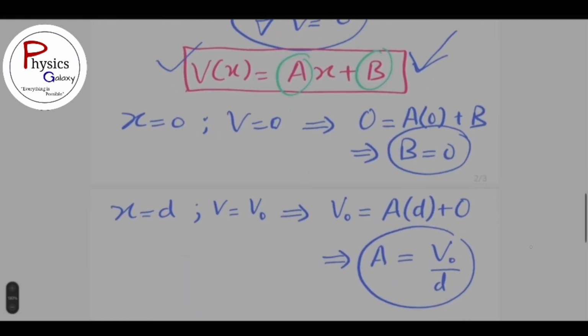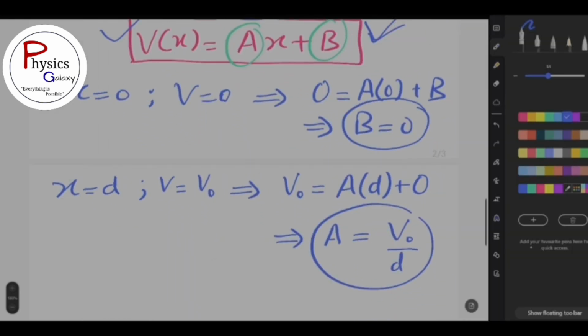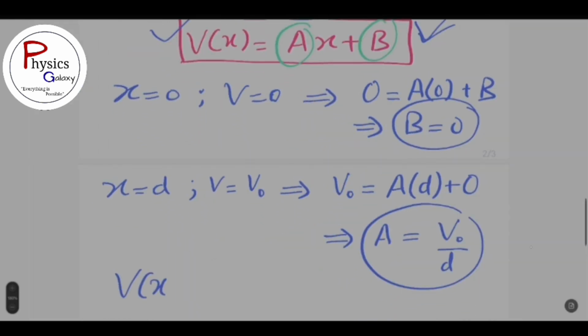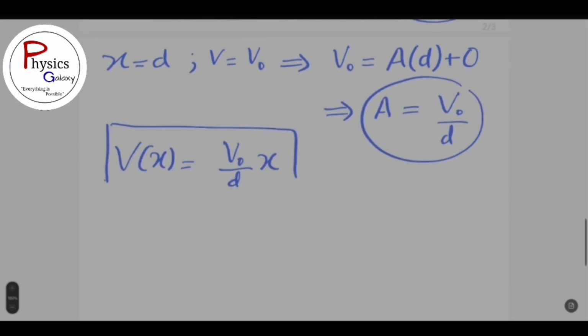So the final solution will be V of x equals V naught by d times x plus 0. Okay, so this is my potential in the case of a parallel plate capacitor. So that means if I have a parallel plate capacitor with potential difference V naught between the upper plate and the lower plate, this will be the solution.